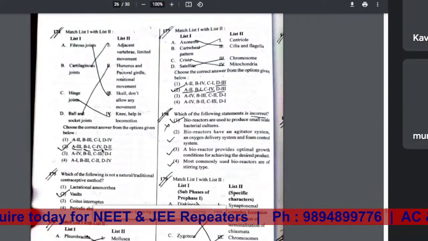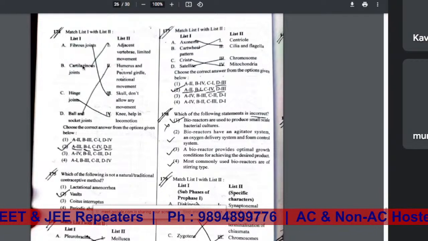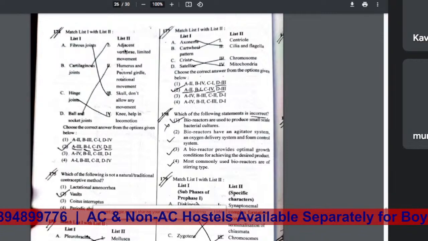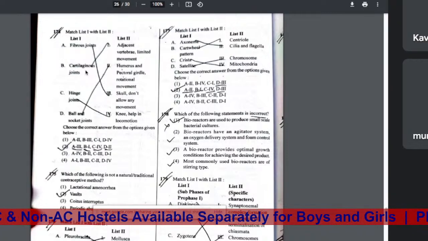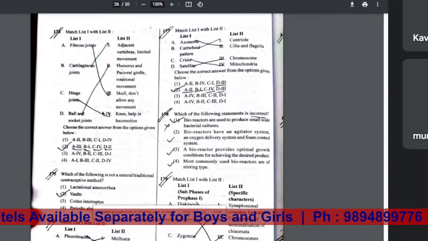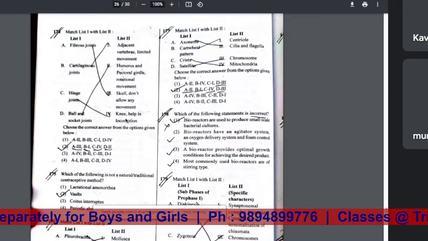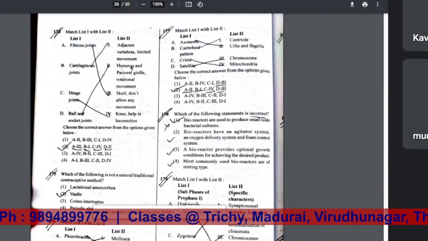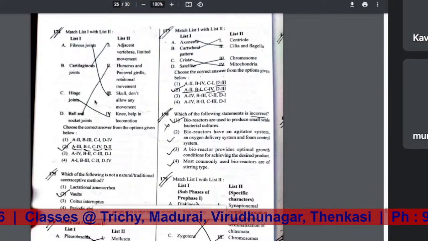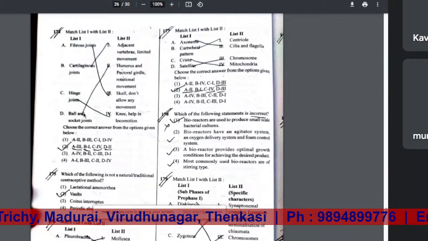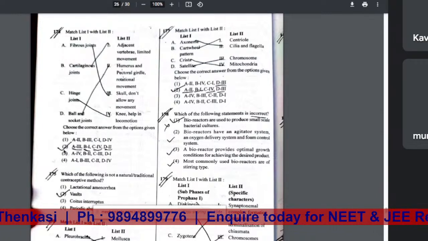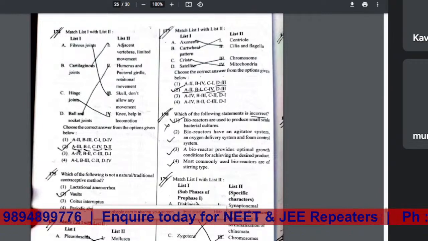So the moment you know that A is with 3, you should be able to narrow down the answer. So B is 1. Adjacent vertebrae are joined by cartilaginous joints. Hinge joint is there in the knee, which will allow movement only in a restricted way. And ball and socket joint is present between the humerus and the pectoral girdle. Your arm rotation is basically dependent on your ball and socket joint. So the answer here is second option is correct.